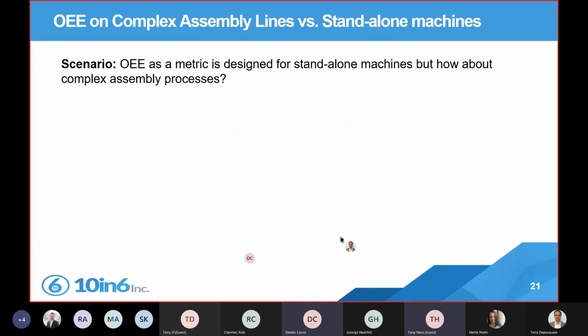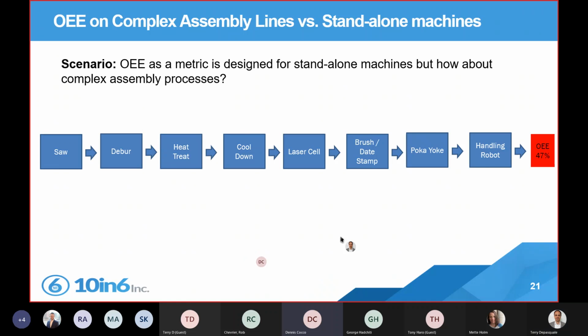So the last scenario I want to run you through is the idea that OEE as a metric was never designed for complex assembly processes. It really is designed for standalone machines. So I'll give you an example here where you have a one-piece flow manufacturing line. This could be any line making pretty much any product with multiple stations feeding from one part to the next all the way through the process.